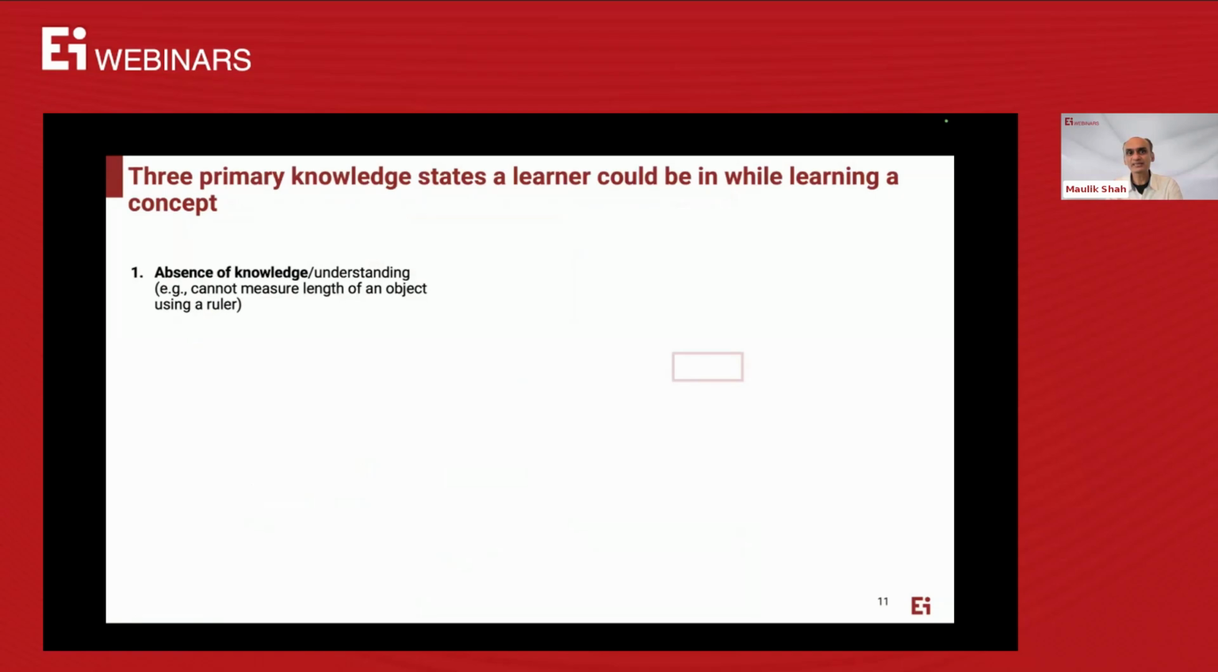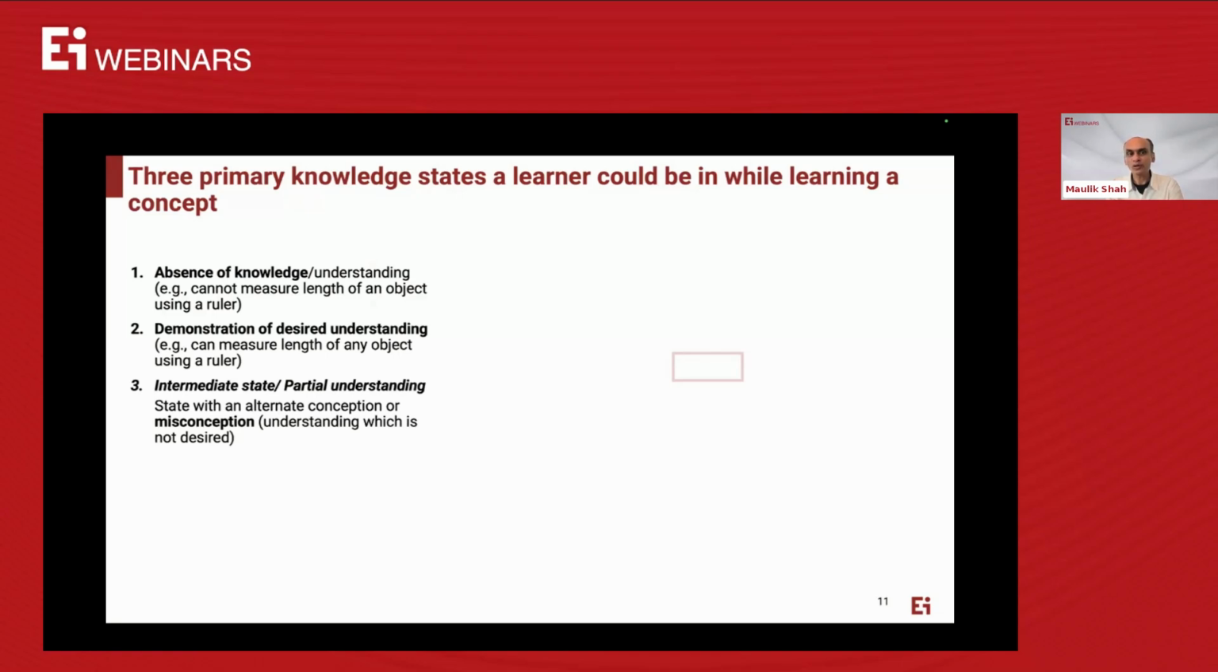What are the 3 primary states a learner could be in while learning a concept? Let's imagine this in the context of this example of ruler measurement. Absence of knowledge could be one state: they cannot measure the length of an object using a ruler. Second is the demonstration of desired understanding: they can measure the length of any object using a ruler in any situation. And third could be an intermediate state of learning or partial understanding. That is the state where students may be having an alternate conception or misconception. And that is of interest to us.